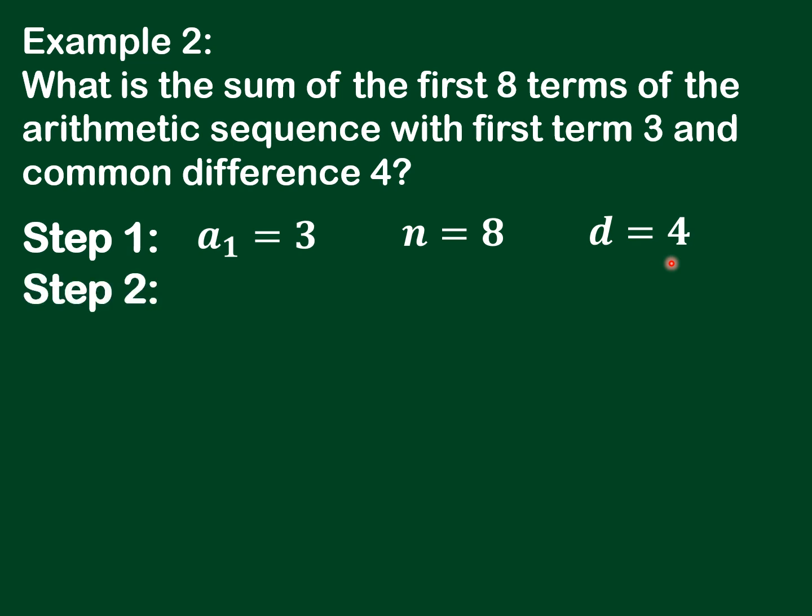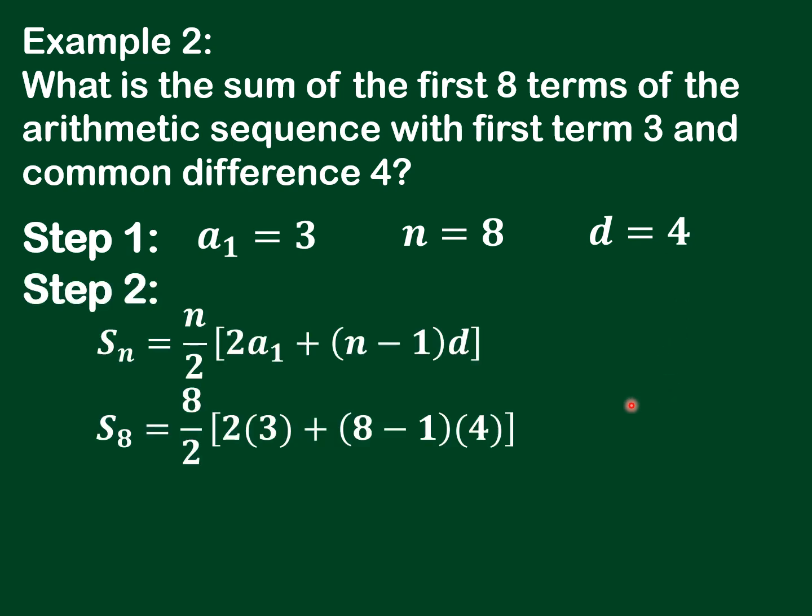Next, for step 2, we will use the same formula and we're going to substitute. So we have s sub 8. 8 is the value of n, is equal to 8 over 2 times the quantity of 2 times 3. 3 is the value of a sub 1 plus the quantity of 8, that is the value of n, minus 1 times 4. 4 is the value of d.